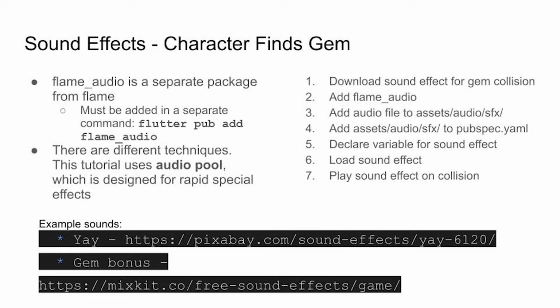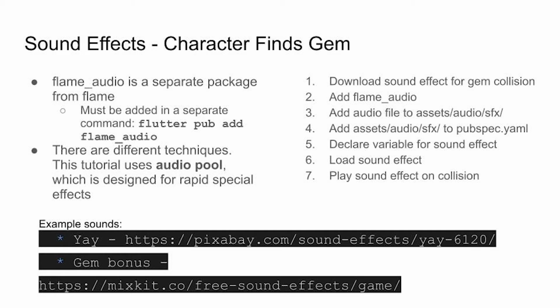In your game, above the onLoad method, declare a variable for the sound effect. This variable is going to be an audio pool type. So for example, the variable name could be yay, and it's of audio pool type. In the onLoad method, on step 6, load the sound effect. You can refer to the Flame Audio documentation to complete the challenge. The command is create. So for example, if the variable is named yay, then it would be yay.create, left parenthesis, and then the file name.